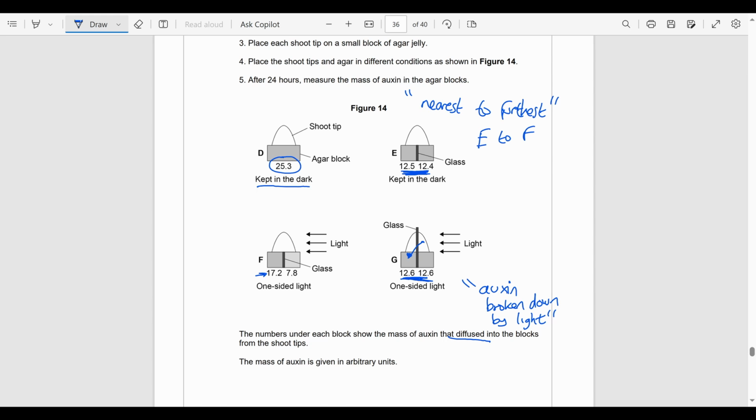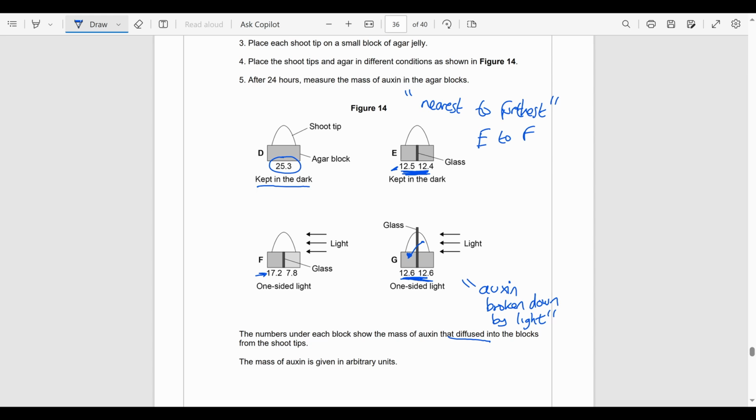Right, so in dark, with the glass block there, we've got 12.5, 12.4, again similar. But in the light here, there is less auxin on the side facing the light. Now, I think if the light was breaking down the auxin, then we wouldn't get more on the side furthest from the light. So we would still have something similar to 12.5 on this side, but then we'd have something lower than 12.4 on this side. So that doesn't support it.